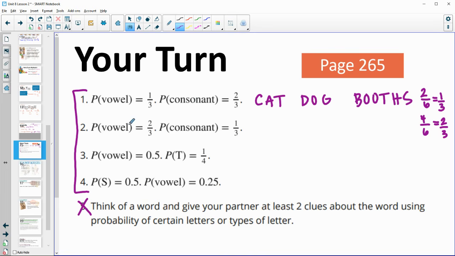Number 2 wants kind of the opposite. 2 vowels, 1 consonant for every 3 letters. So you could have done U again. Could have done boo.